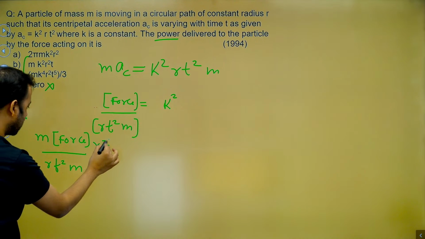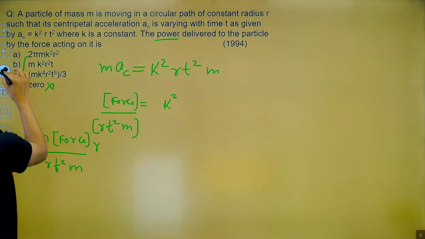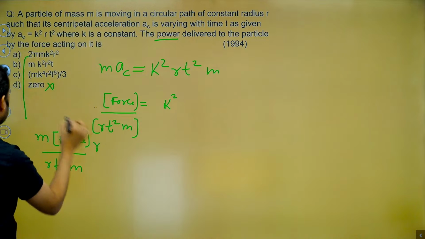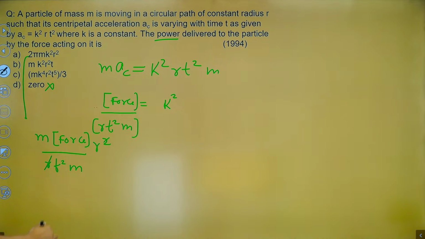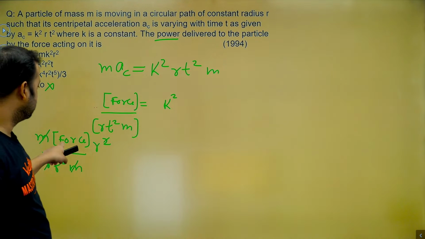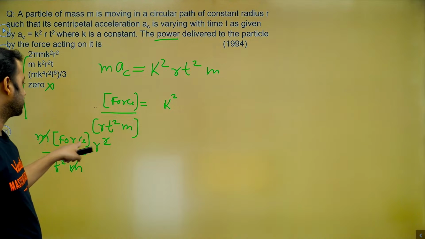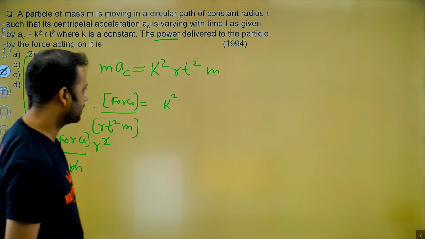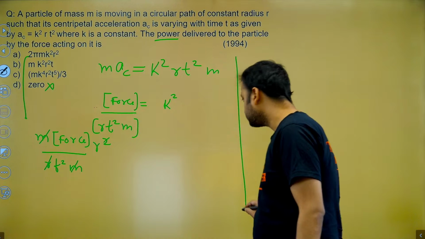You can see that r square will not get cancelled. So this 2 will get cancelled from here, and m will get cancelled from here. So this becomes force into r upon t square, which is not velocity. It should become force into velocity, since power is force into velocity. But it is becoming force into r upon t square. It is not velocity.